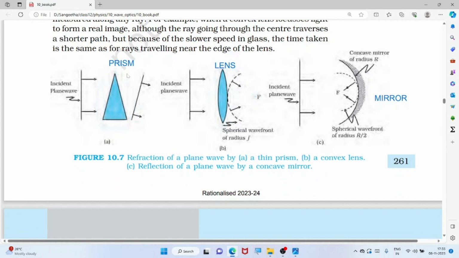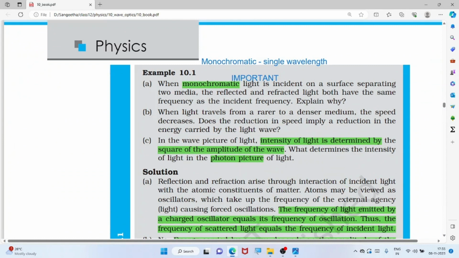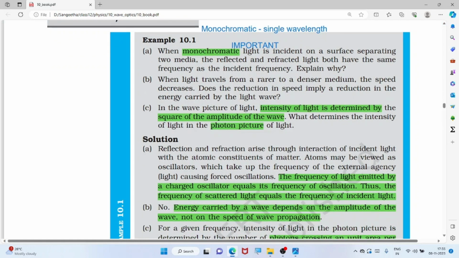Okay, this is after passing through the prism, lens and the mirror. A monochromatic light. Monochromatic means a single wavelength. The light has only one wavelength. Okay, it is incident on a surface separating two media. The reflected and refracted light both have the same frequency. That is what, frequency won't change whenever there is a reflection and refraction.